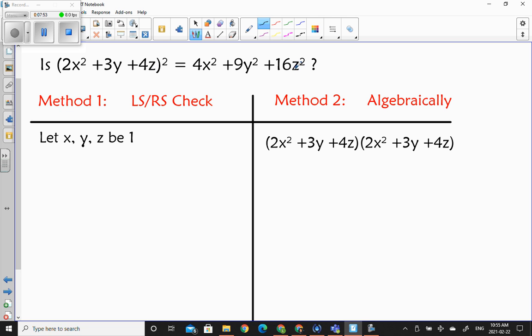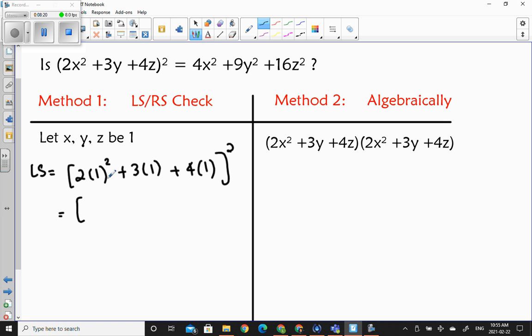And I really don't want to give values to x, y, and z that are very big or negative, so that my work is much simpler. So I'm going to say let x, y, z be 1. So what would my left side be if the values of x, y, and z are 1? It would simply be 2 times 1 squared plus 3 times 1 plus 4 times 1, and that whole thing is also squared, right? There's a square there.